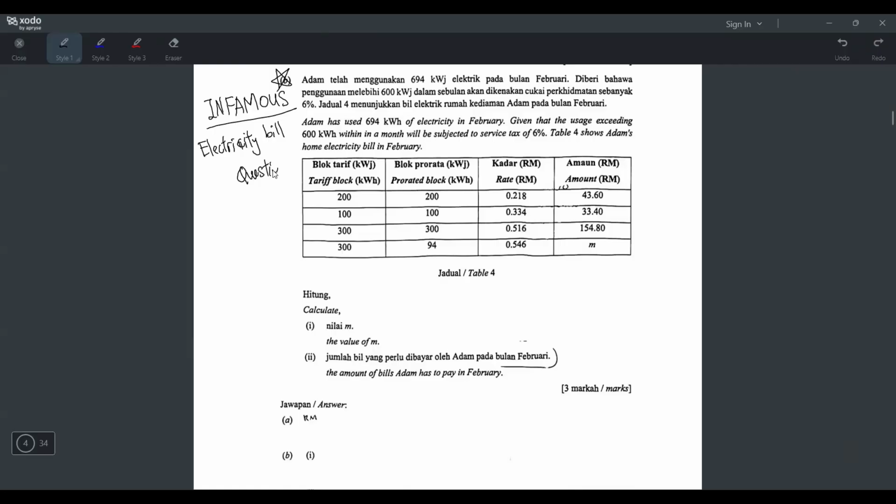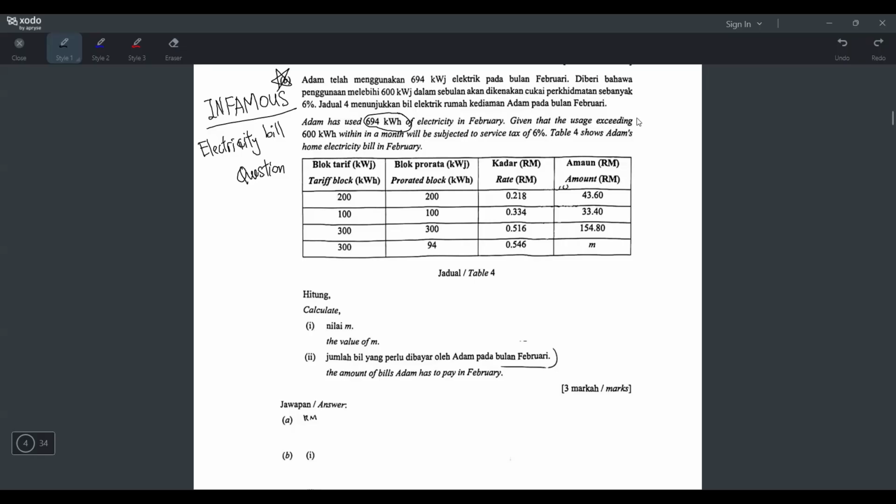Okay, and I remember teaching this to my own students so clearly, because I know when it comes out, students don't know how to read this. Okay, so let's do this question now. All right, so let's read. Oh, and let me tell you, this one is under which chapter? It's under taxation, and it's under the sales and service tax, right? And if you go through your textbook, there is an example about the electricity bill question, right? Okay, never mind, let's do it now. Adam has used 694 kilowatt hours of electricity in February. So this is how much he used in total.